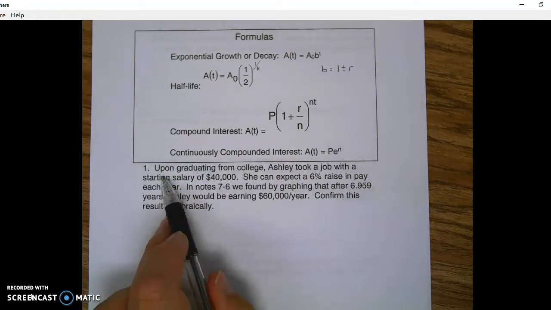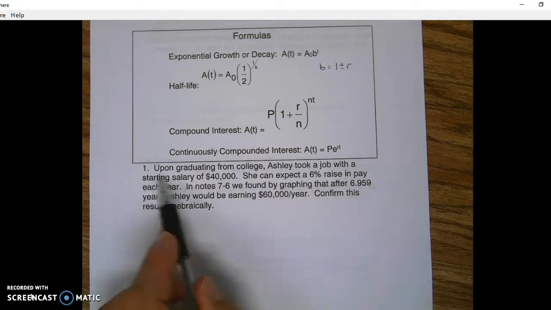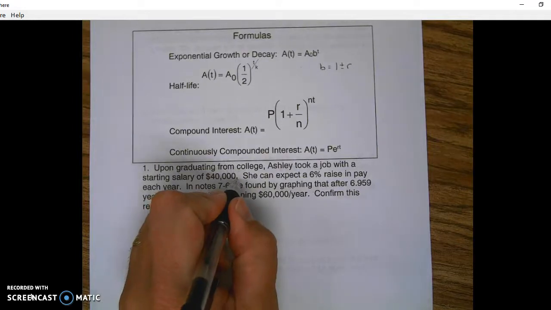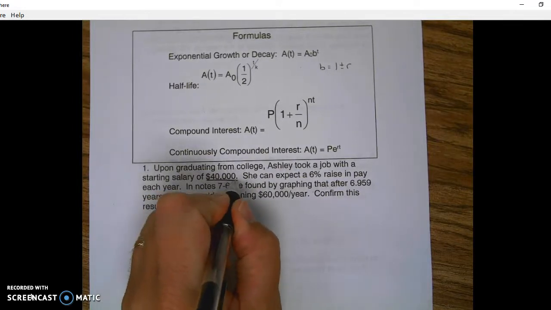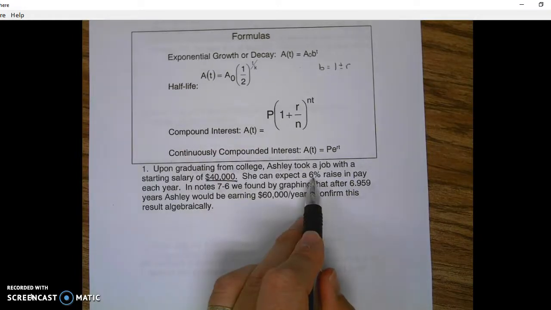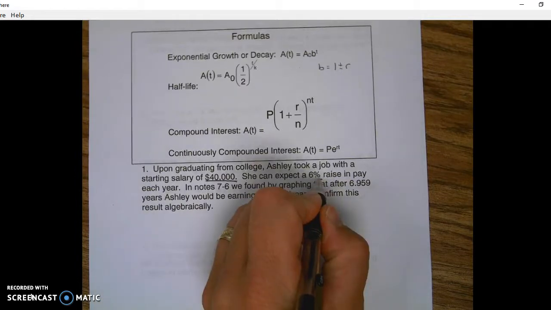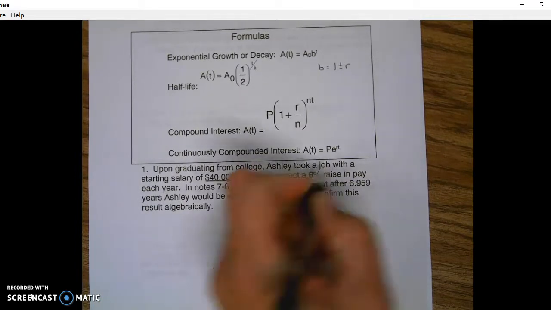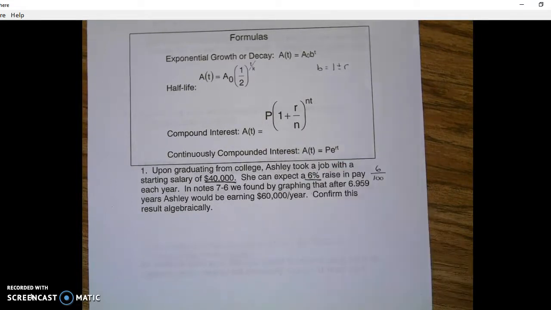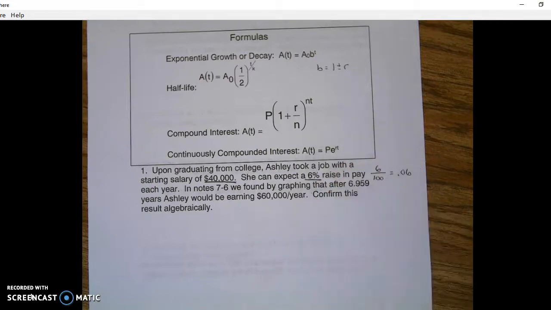Number 1. Upon graduating from college, Ashley took a job with a starting salary of $40,000. So here is our starting amount. She can expect a 6% raise in pay each year. Here we have our rate. Changing our rate to a decimal, we divide by 100. Our decimal would be 0.06.